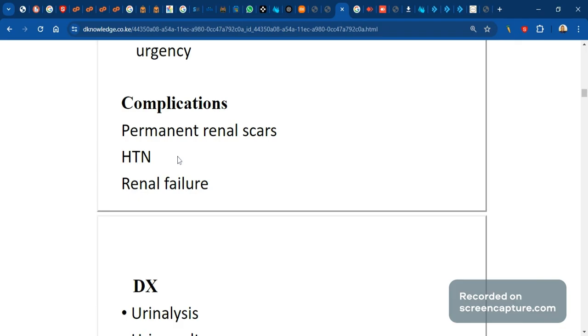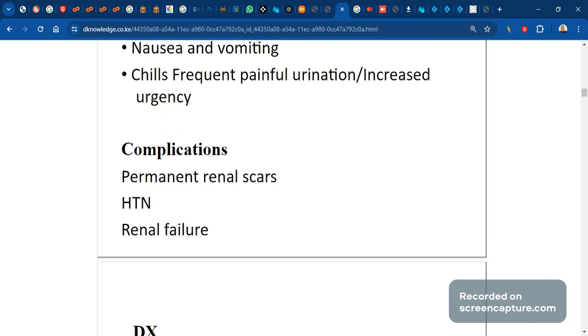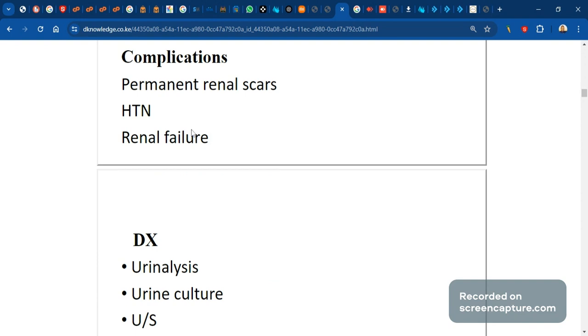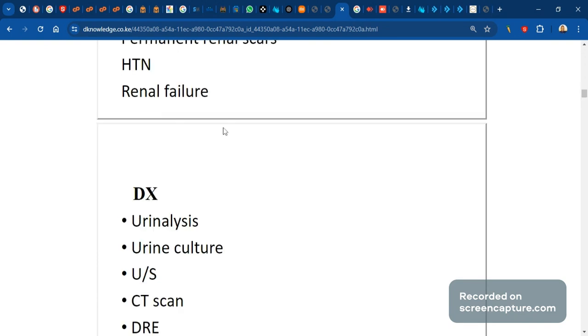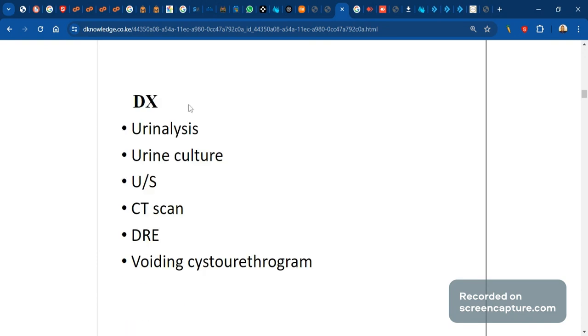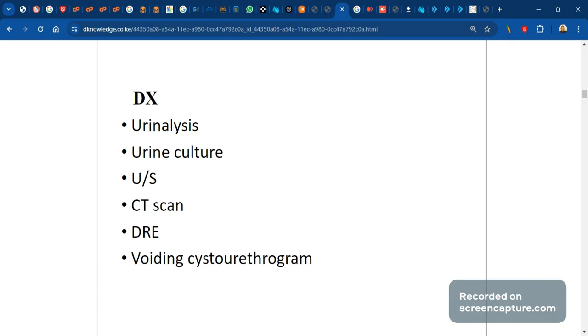We can have hypertension, renal failure, congestive cardiac failure is not in the list, but it has to be there. So when you are diagnosing this patient, we can carry out urinalysis. I told you how it's being done. We can do urine culture. We take a sample of urine, put it in a culture medium, and then culture it to see which bacteria will breed. We can do ultrasound.